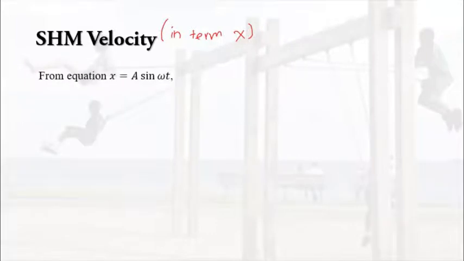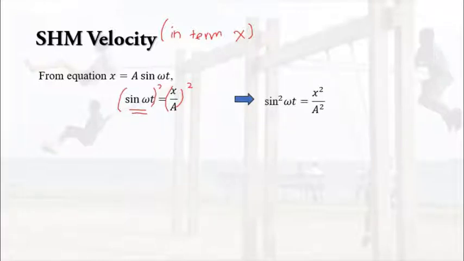From the equation, x equals a sine omega t. If you rearrange the equation, you're going to get sine omega t equals x over a. So what I'm going to do next is square both sides. Why? Because I will try to remove the sine omega t part by using the trigo identity method. After you square both sides, you're going to get sine squared omega t equals x squared over a squared.